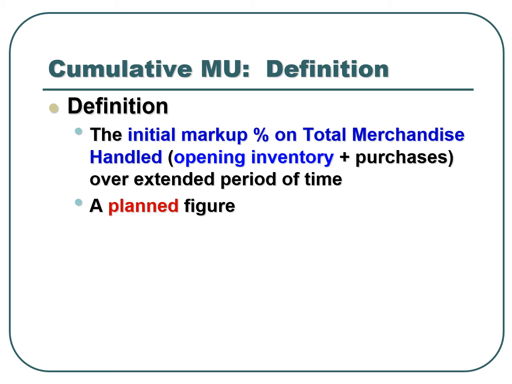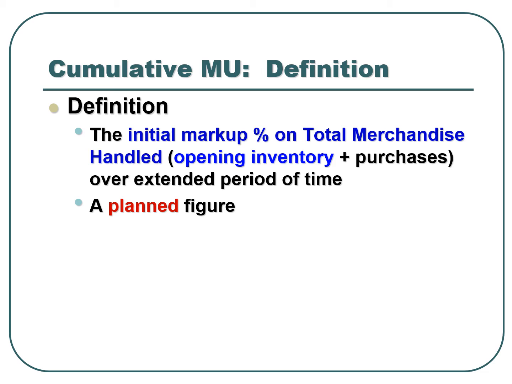So in the last module, we learned that the initial markup is the markup that is calculated based on the original retail and build cost. And we can calculate an initial markup for an individual item or a group of items. When the initial markup is applied to a group of items, and especially when it is applied to the total merchandise handled, all the merchandise that we are handling, including the opening inventory plus all the new purchases that we make, that initial markup is what we call cumulative markup.